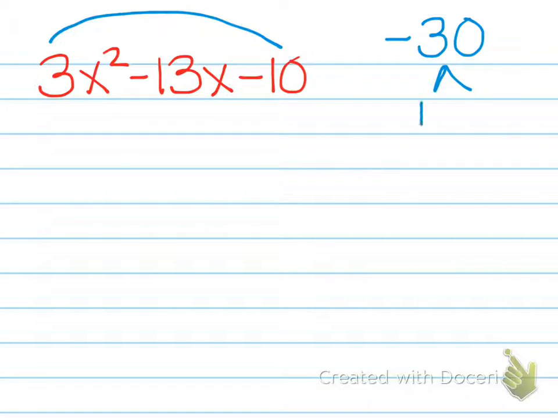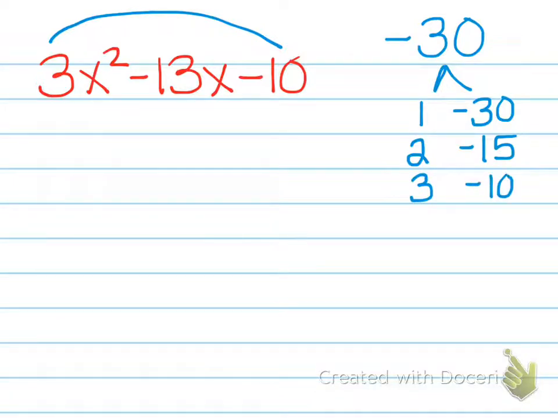Well, that's 1 and negative 30, 2 and negative 15, 3 and negative 10, and 5 and negative 6. Now, it doesn't have to be this way. I could have also said negative 1 and positive 30, but I'm just going to start this way and see if we can find a factor that adds to give me minus 13x. Do you see it? Two and negative 15 add to give me minus 13x.